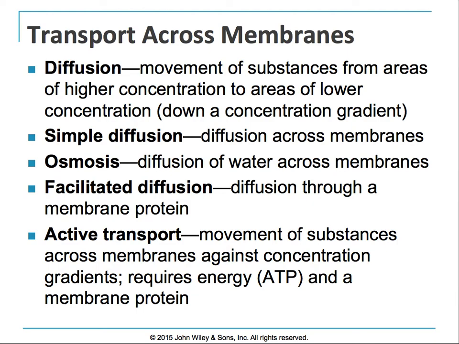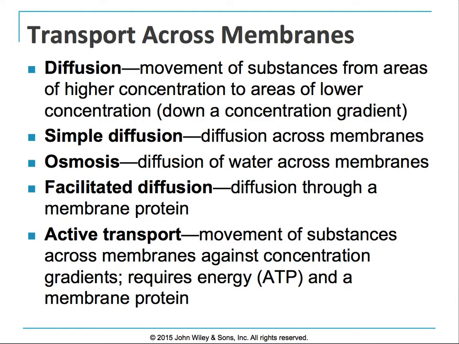Next, we have the process of active transport. Active transport is the opposite of diffusion. So diffusion, whether it's simple diffusion, osmosis, or facilitated diffusion, works to move down a concentration gradient, all right? Because something is moving from a high concentration to a low concentration, it's typically very easy for it to move through the membrane. However, active transport is movement of substances across membranes against that concentration gradient.